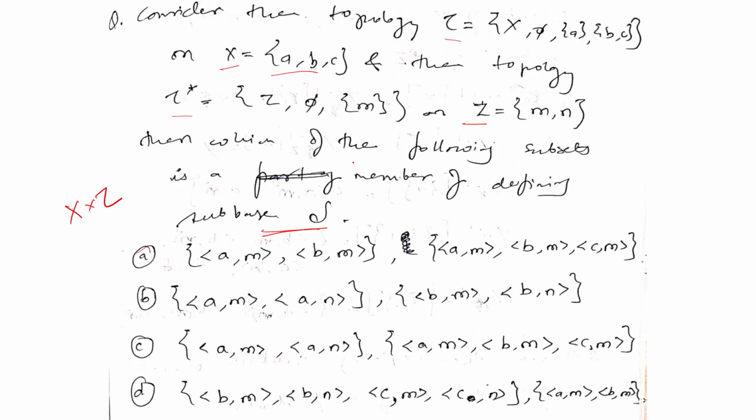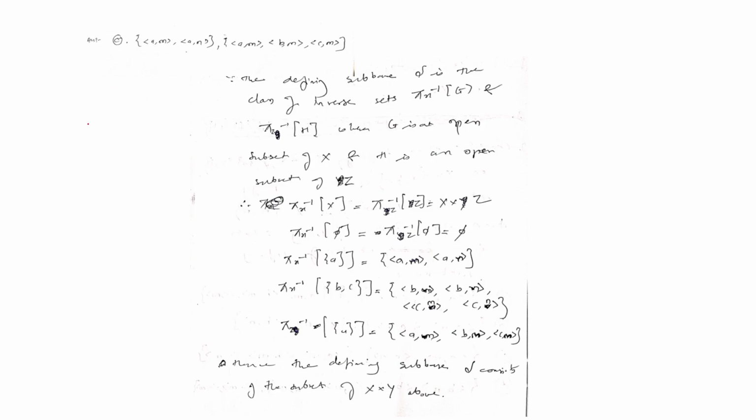Okay, so you have been given two sets, right? Here X is ABC and Z is given as MN. And you have to find the subbase for product topology X cross Z. For that, you need to find the projection maps pi x inverse of G, where G will be subset of X, and pi Z inverse of H, where H will be subset of Z. And G will be open subset of X and H will be open subset in Z.